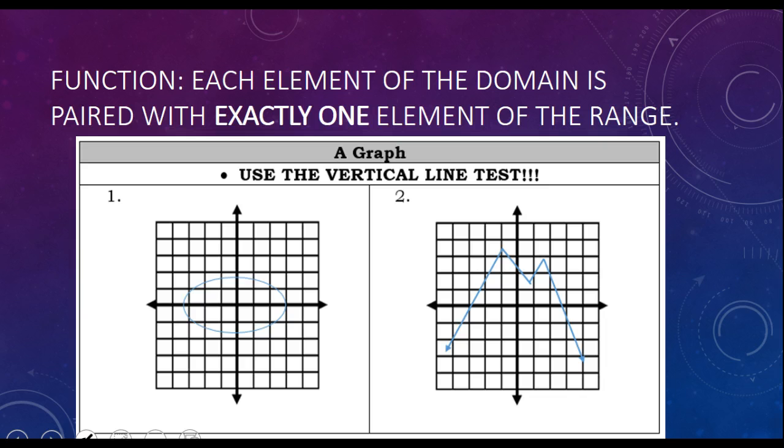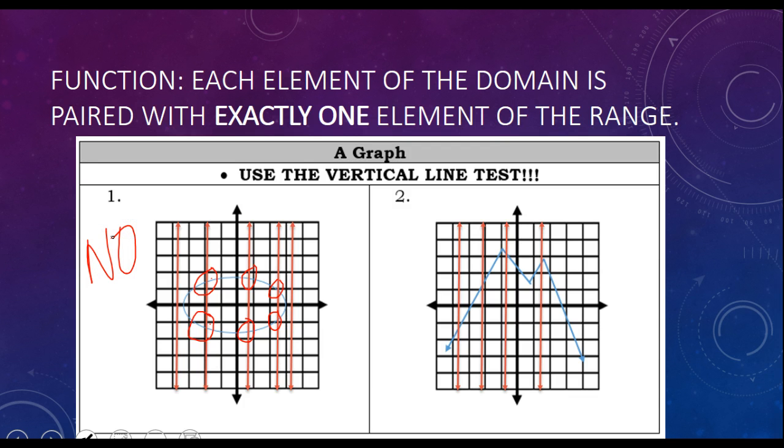And then over here, if you have a graph, you can use this thing called the vertical line test. What you do is draw a bunch of vertical lines through the graph. The vertical line test says that if these vertical lines, so if you look at example 1, touch the graph in more than one spot, it's not a function. So you've got a vertical line hitting once, twice, another vertical line hitting twice. Same thing over here. So number 1 would not be a function.